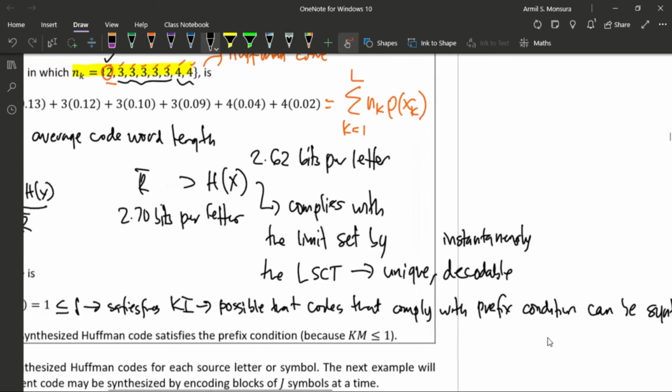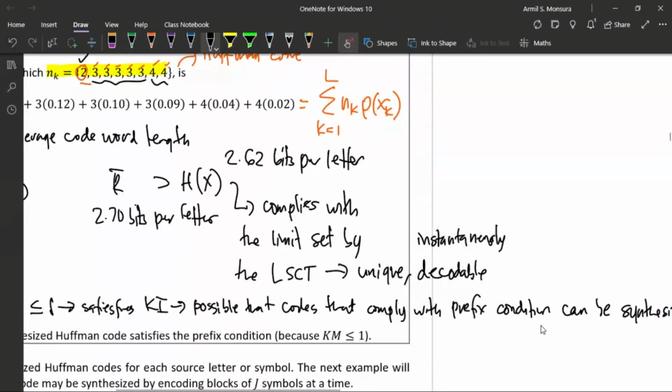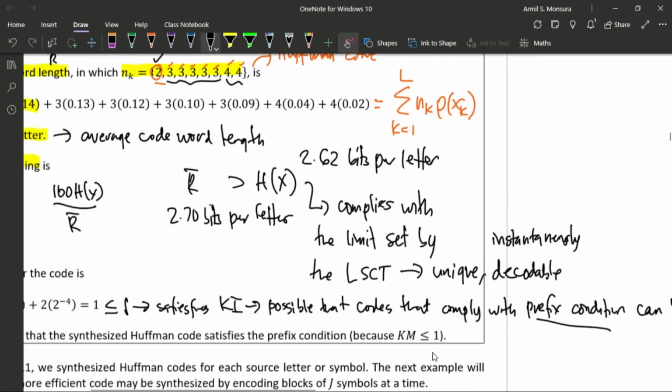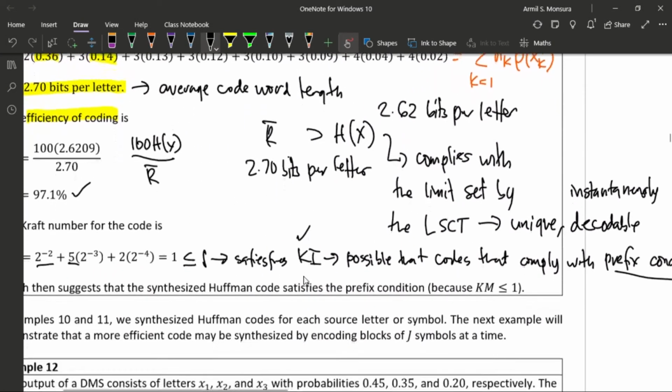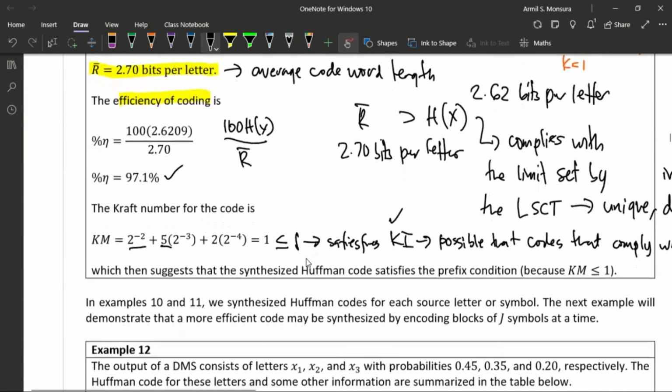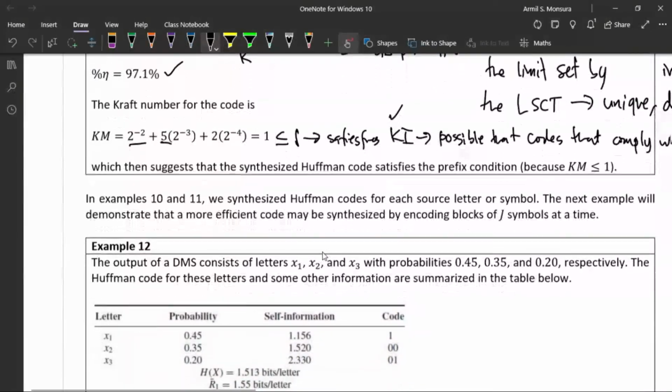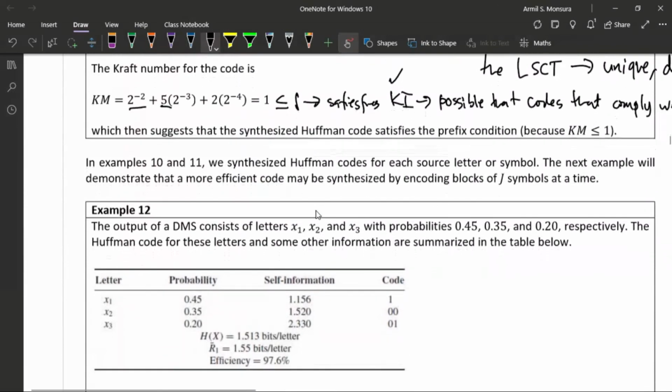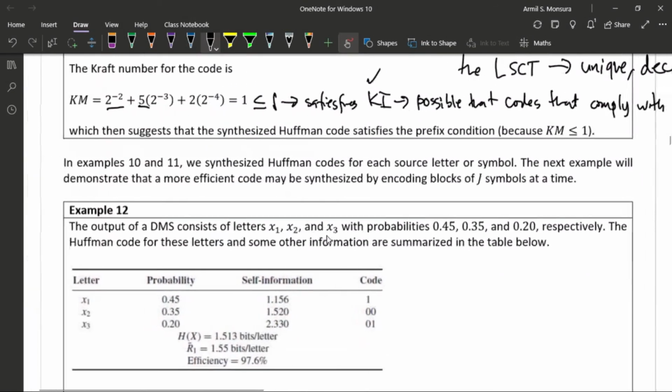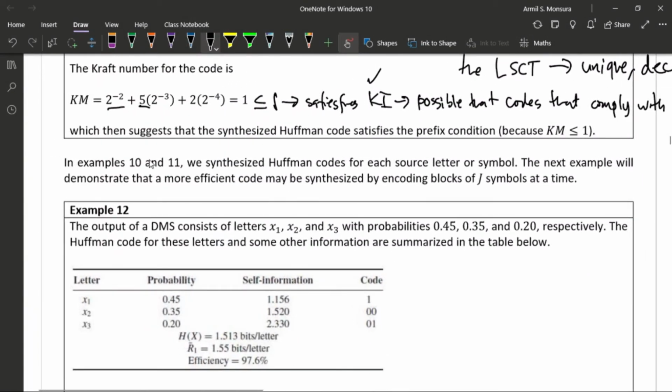So it's possible for us to synthesize codes that satisfy the prefix condition because it satisfies the Kraft inequality. Okay? So, moving on to some more examples. In examples 10 and 11, we synthesized Huffman codes for each source letter or symbol.